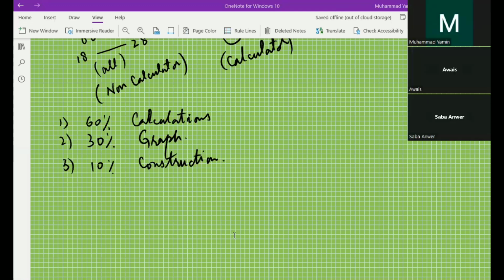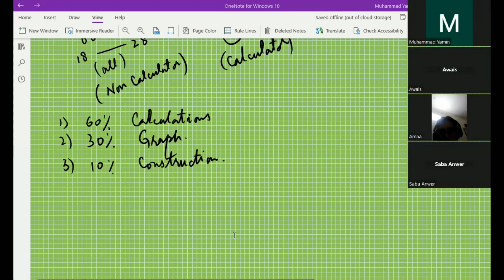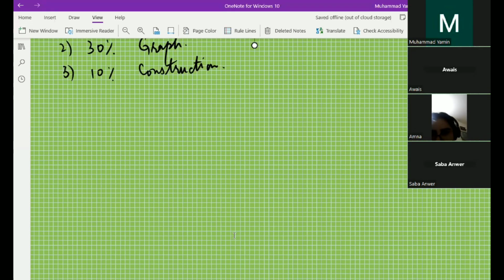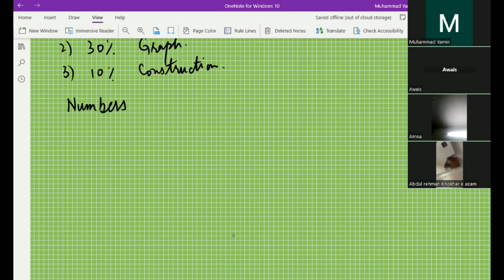So today, as the first class, I'm starting with the first topic, and that topic is the most important one, without which you can't do the maths paper, and that is called Numbers and Everyday Maths.